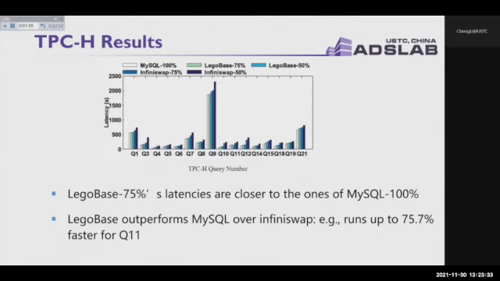We also have some other results. If you are interested, you can take a look at the paper. The paper is published at VLDB this year, so go check it out with the title.